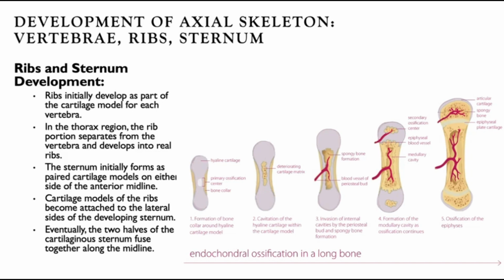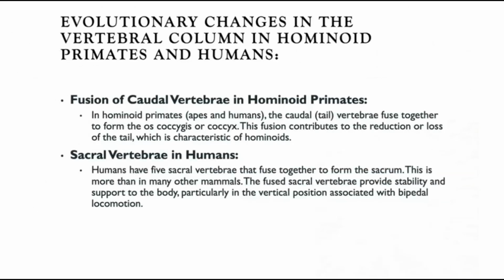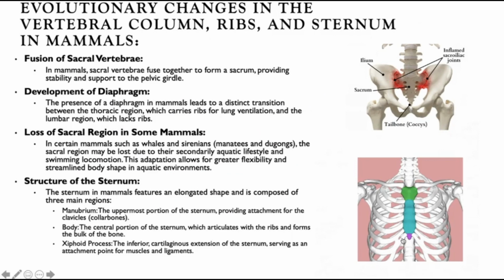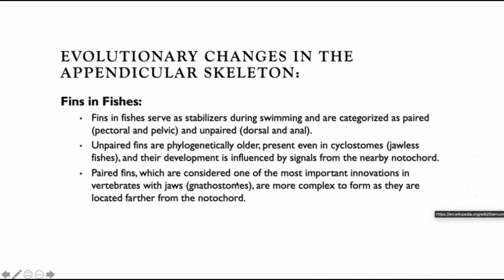The sternum is going to form as a paired cartilage model on either side of the anterior midline. So if you look at the structure of the sternum here, eventually we're going to have one part of the sternum and then the other part on either side of the body, and then they're going to come together and fuse to make the sternum during embryonic development.